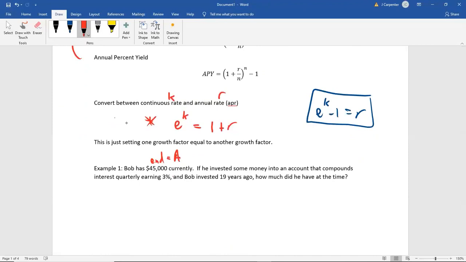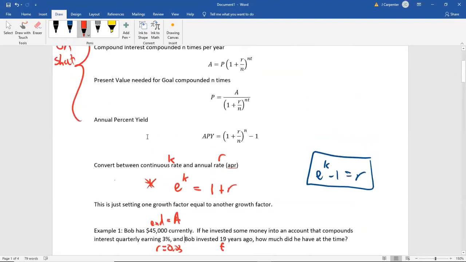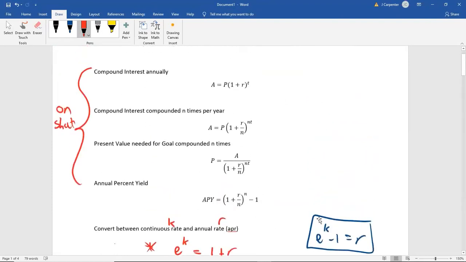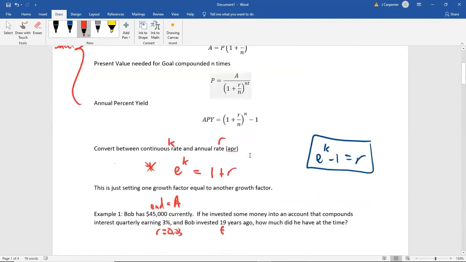So our rate of 3% means it's 0.03 as a decimal. 19 years, that's our T. But, well, how did we compound? Because we're going to be using one of these formulas. I'm not saying which yet. But some of them have an N, some of them don't. The question is, do we need it?